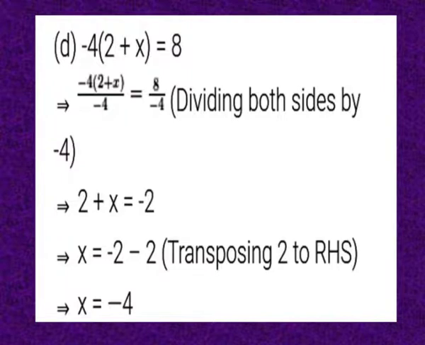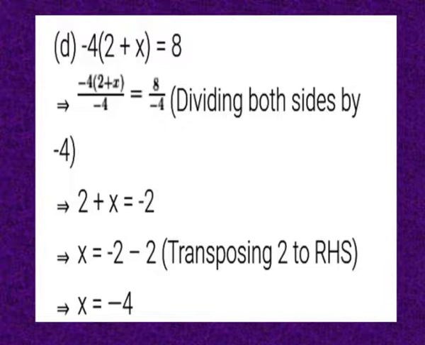So while dividing both the sides by minus 4, we got minus 4 into 2 plus x whole divided by minus 4, which is equal to 8 by minus 4. In LHS, minus 4 and minus 4 will be getting cancelled and it becomes 2 plus x. Our RHS is 8 by minus 4, which is equal to minus 2. Thus our equation is 2 plus x is equal to minus 2.